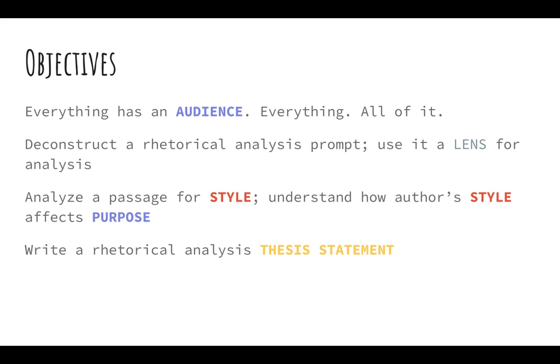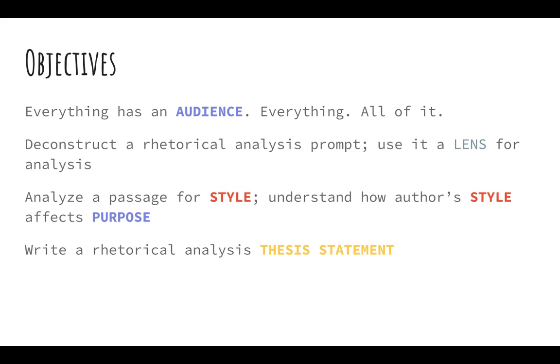So our goal today is to understand, one, that everything has an audience, everything, all of it, right? We're going to look specifically at who Gandhi was writing to today, and also we'll take a look at another prompt here at the end of the presentation. Again, we're going to deconstruct a rhetorical analysis prompt and try to use it as a lens for analysis, right?